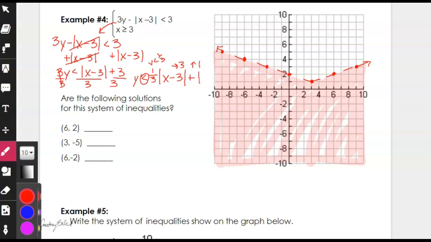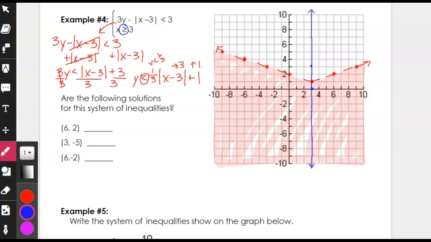And then for the other equation, I have x is greater than or equal to 3. So that's another equation with just 3's for the x's. That's a vertical line. It is solid because the inequality sign is greater than or equal to. So I'm going to draw a solid line.